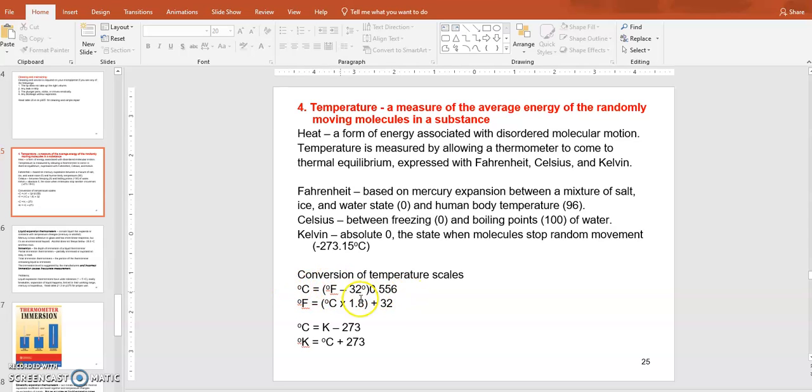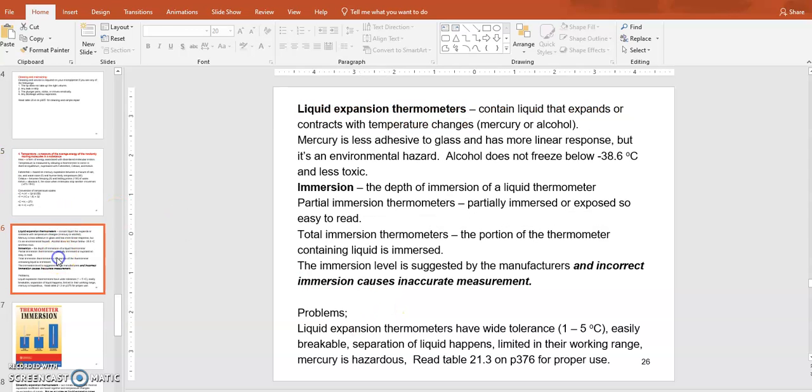Okay. That's Fahrenheit minus 32 degrees times 0.556, if you're going to change Fahrenheit into Celsius. To go from Celsius to Fahrenheit, it's Celsius times 1.8 plus 32. And between Celsius and Kelvin, you can use this equation to change back and forth. Minus 273 is the difference between Celsius and Kelvin.